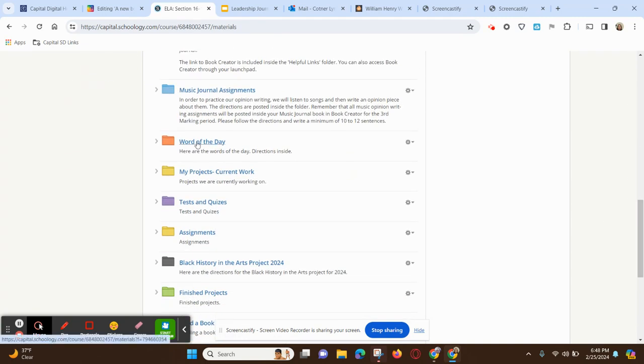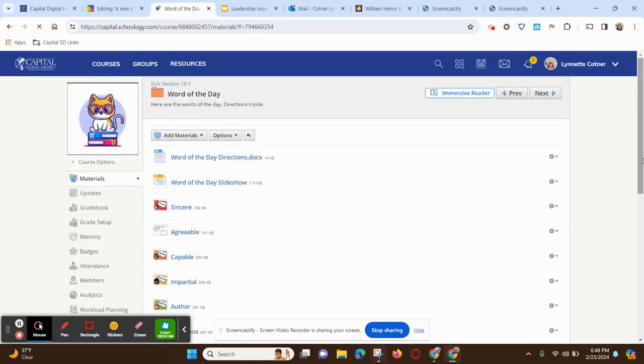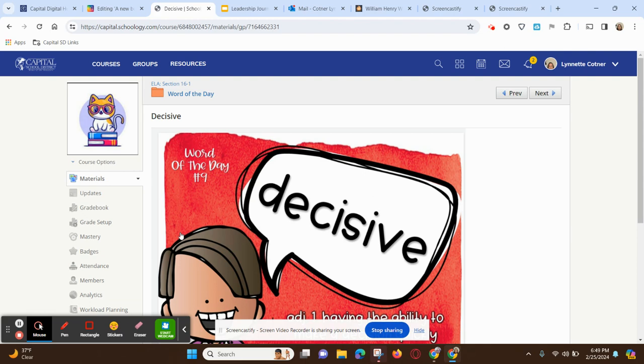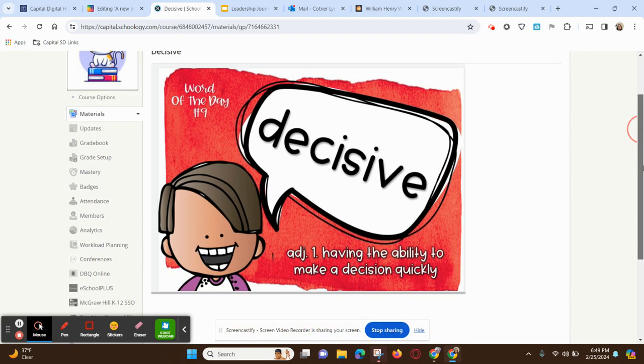The word of the day. We have done several words of the day. They just need to open the slide, make sure they understand what the word means, and then they will write the word, the part of speech, the definition, use it in a sentence, and then put an image.